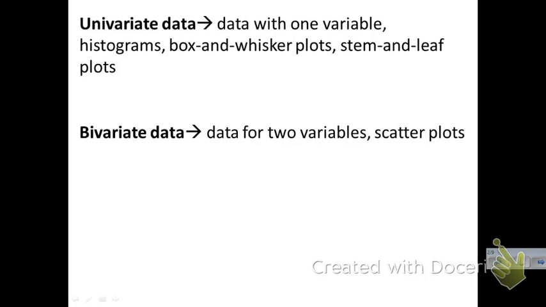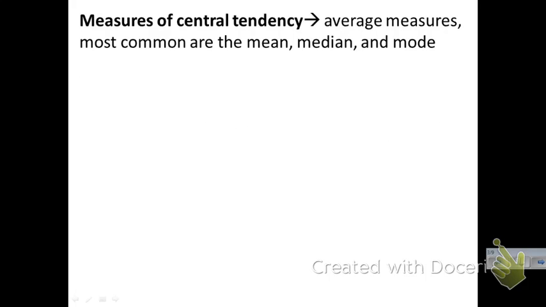We use scatter plots. You could also consider lines bivariate because we have two variables, x and y, or even our exponential graphs that we have already done prior to this. Your measures of central tendency are your average measures. The most common are the mean, median, and mode.